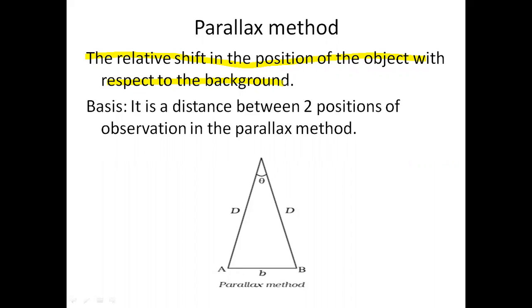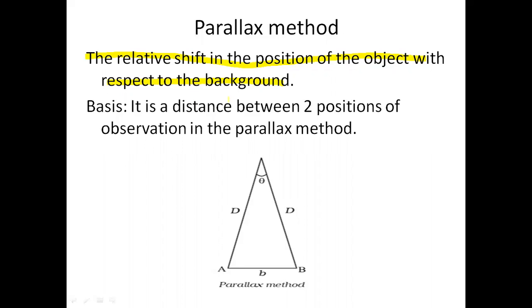The relative shift in the position of the object with respect to the background means, when we see with our own eyes, there will be a shift in the position with respect to the background, that is, with respect to the original distance. So there will be some difference between what we observe and the actual distance. Here, with respect to the background refers to the original value.